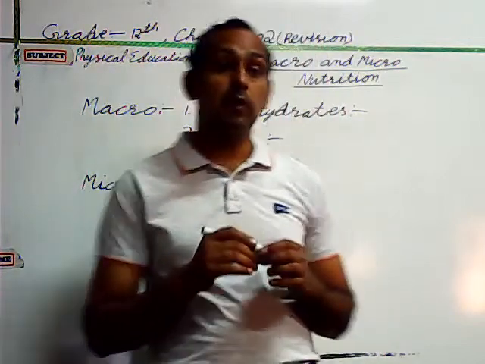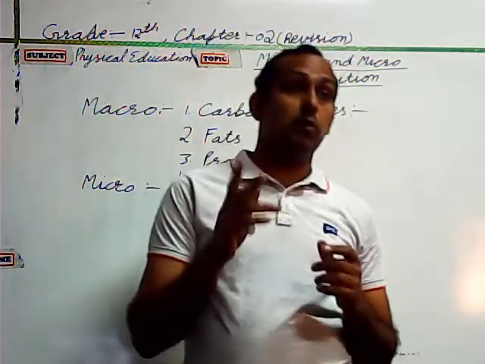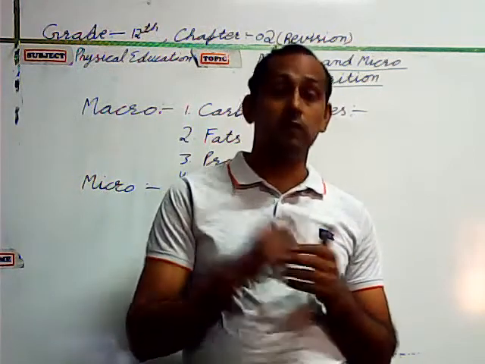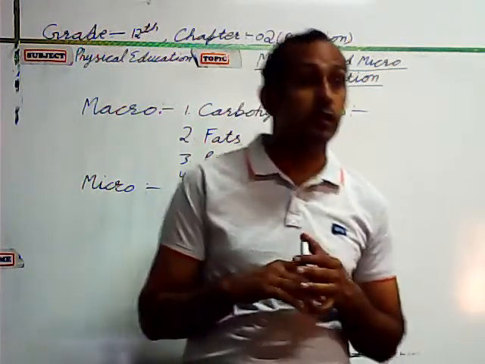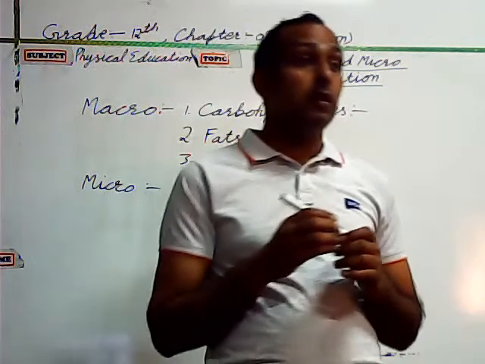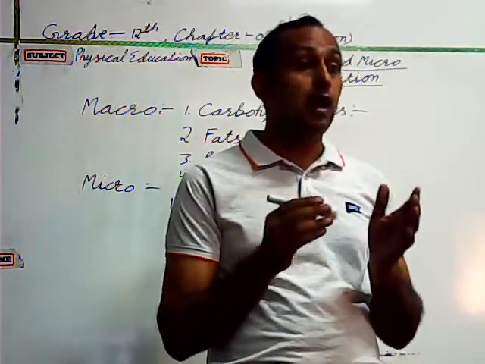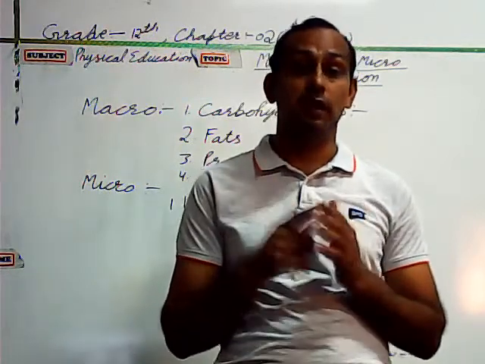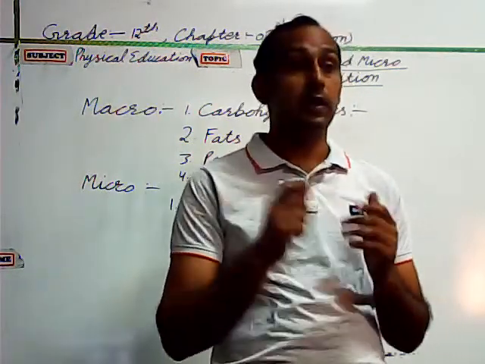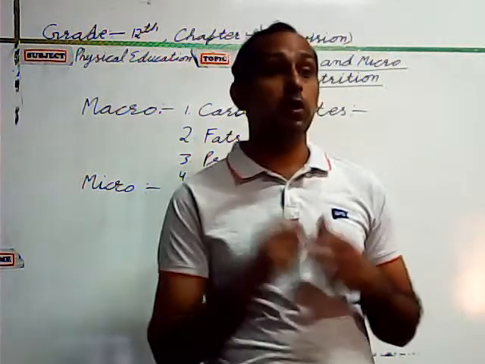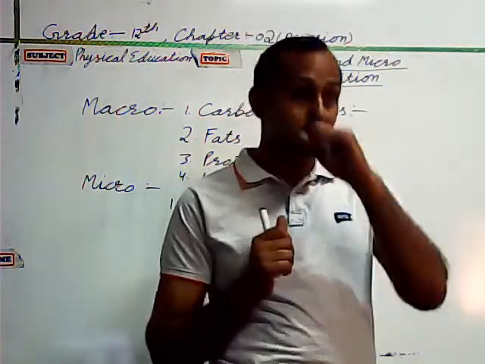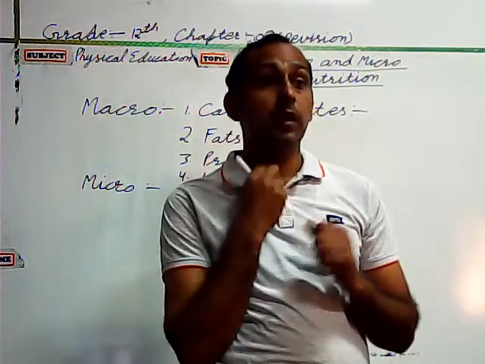Next are the water soluble vitamins. There are only two water soluble vitamins, vitamin B and vitamin C. This is also a one mark question. How many vitamins are fat soluble? Vitamins A, D, E, and K are the fat soluble vitamins, and the water soluble vitamins are only two, vitamin B and vitamin C. So how many vitamins are in the vitamin B complex?